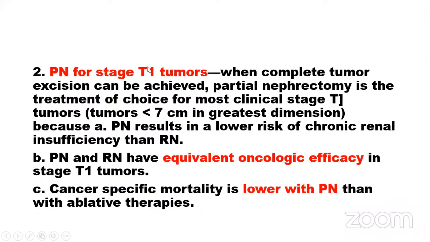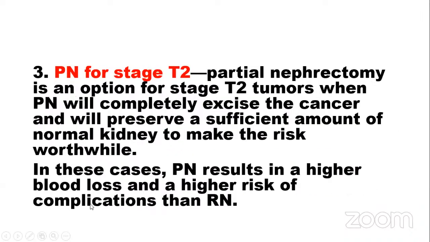Partial nephrectomy is for stage T1 tumor when complete tumor excision can be achieved. Partial nephrectomy is the treatment of choice for T1 tumor less than 7 cm in greatest dimension. Partial nephrectomy results in lower risk of chronic renal insufficiency than radical nephrectomy. Partial nephrectomy and radical nephrectomy have equivalent oncological efficacy in T1. Cancer-specific mortality is lower with partial nephrectomy than with ablation therapy.